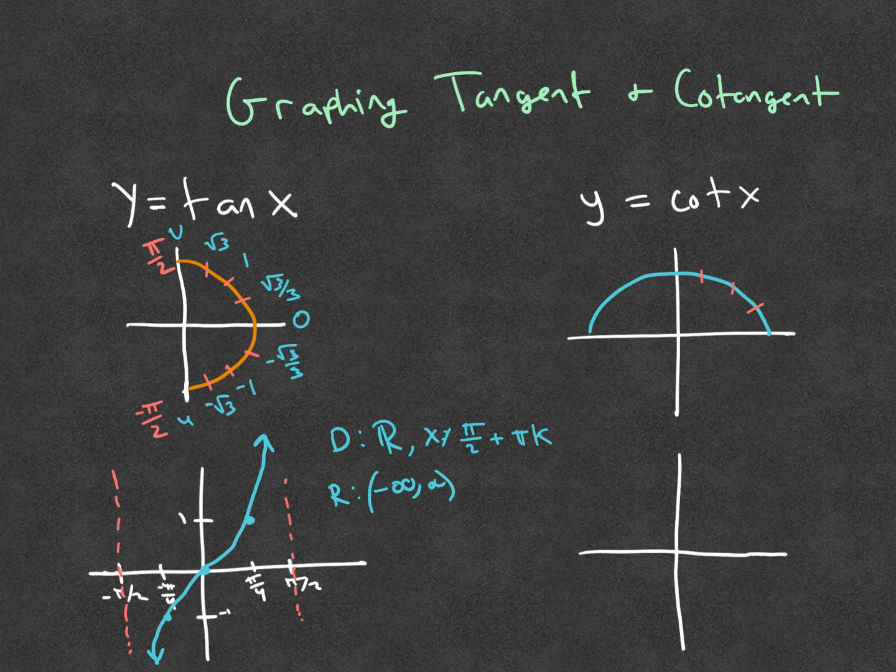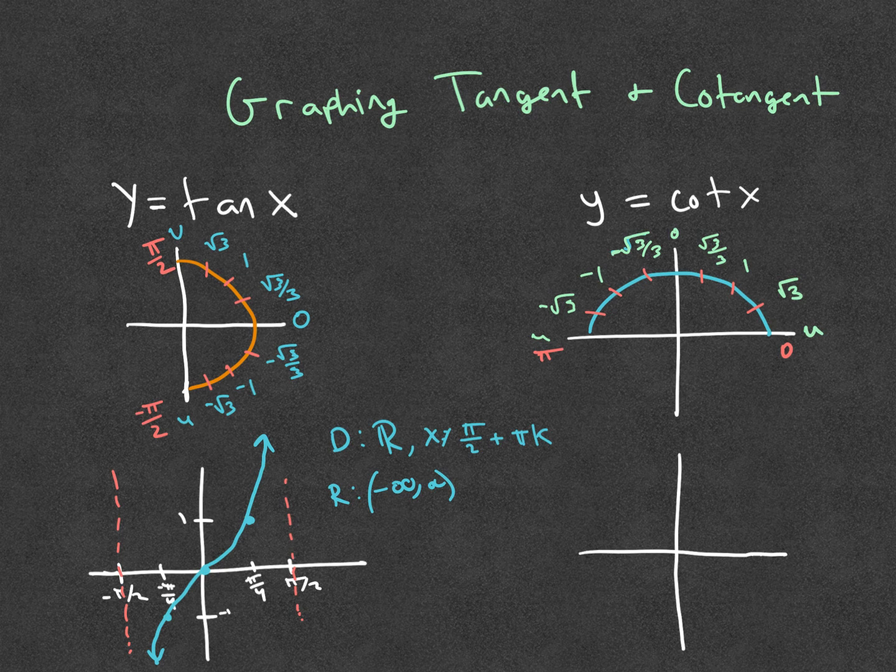We could go through the same process with cotangent. Our values for cotangent start at undefined, because now I'm looking at x over y, 1 over 0, undefined, and then it's root 3, 1, root 3 over 3, 0, and if we go back on the other side, we just do it in reverse: negative root 3 over 3, negative 1, negative root 3, and then undefined again. So this time, notice that our asymptotes are at 0 and pi.